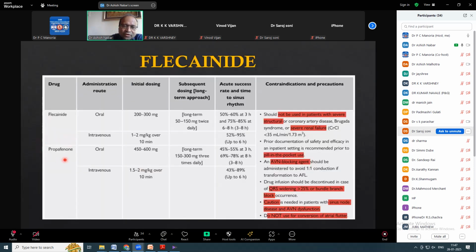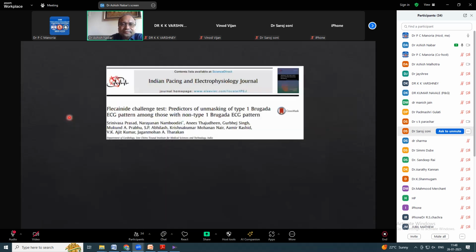We don't have in this topic the discussion of propafenone, but both these drugs are class 1C drugs, and importantly, both of them are available in the Indian market. So you should know when to use them. More importantly, not to use them in the wrong indication. Does flecainide have some more use?